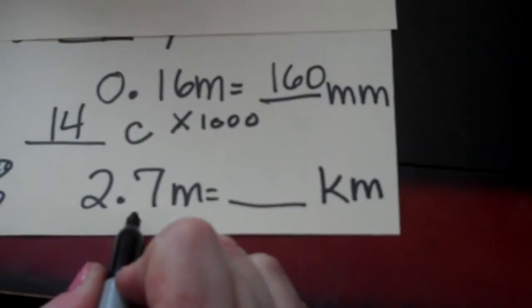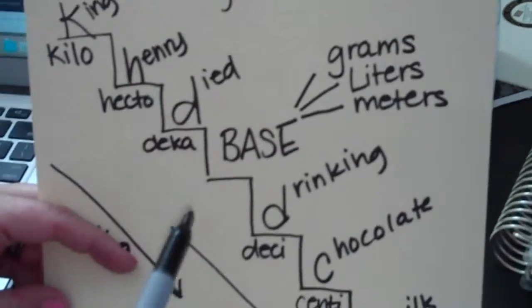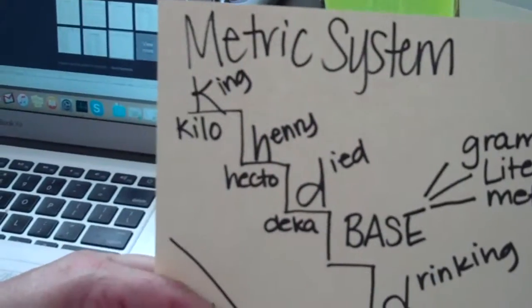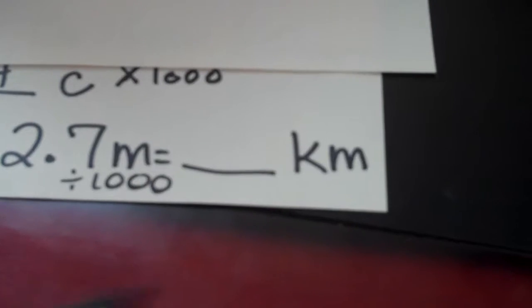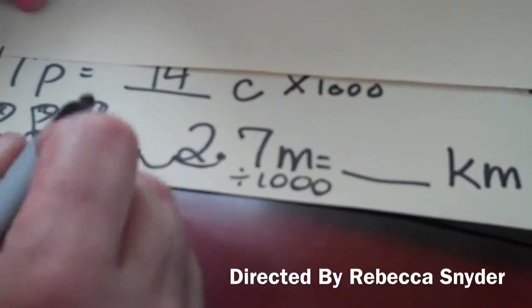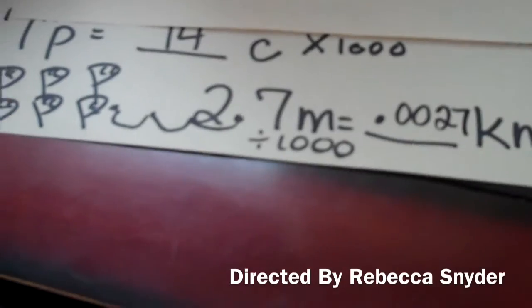Finally, 2.7 meters to kilometers. We'll go back up to my steps, start at my meters, and this time I'm going to the left, which means I'm going to divide by 1, 2, 3. So I'm going to divide by 1,000. So if I go to 2.7 divided by 1,000, I move that decimal however many zeros there are. 1, 2, 3 to the left, and your answer is 0.0027 kilometers.